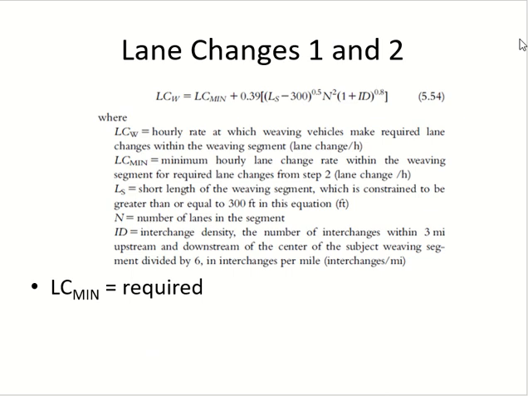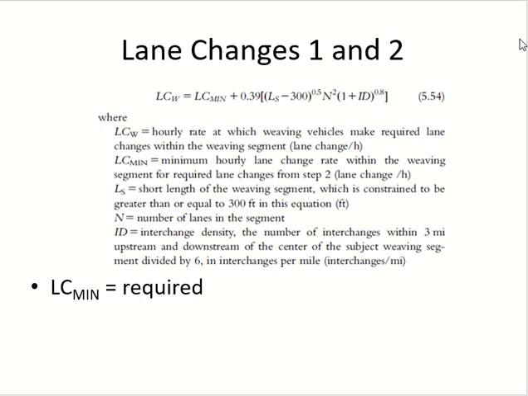So what were the 2 optional lane changes? Extra lane, wrong lane. They are in the wrong lane. So this is the required one, which you already calculated, plus this term. What is LS? The length of the auxiliary lane, distance ramp to ramp. N is the total number of lanes. And ID is interchange density. We called it ramp density earlier.